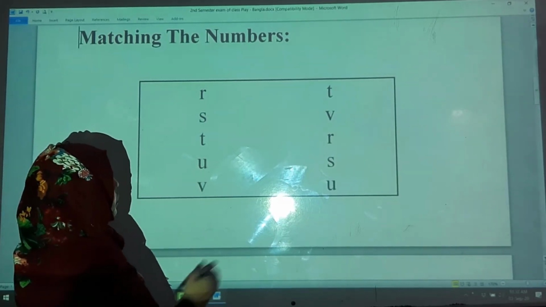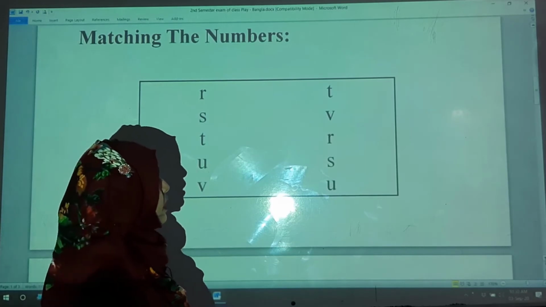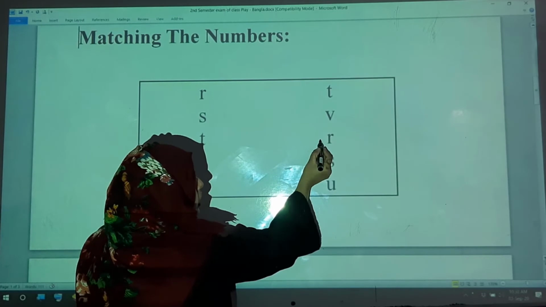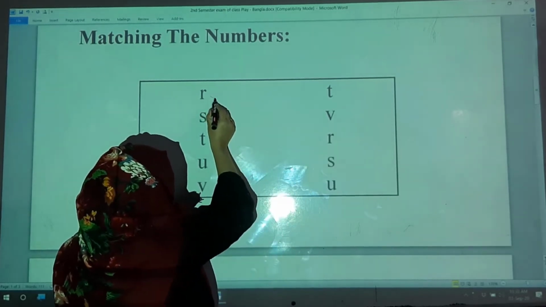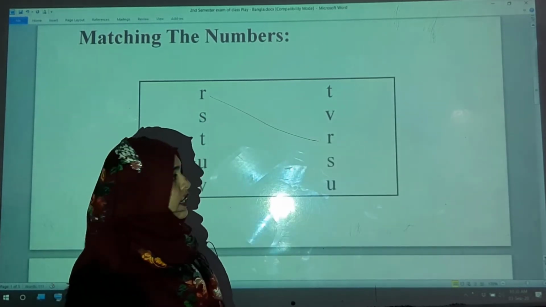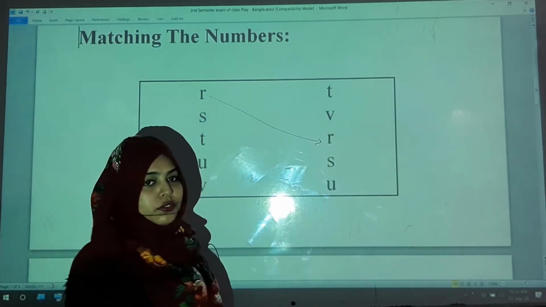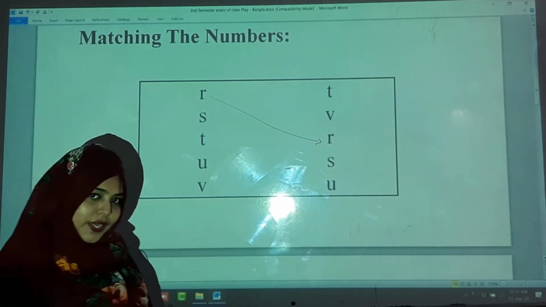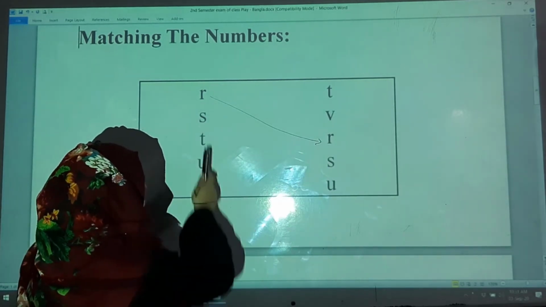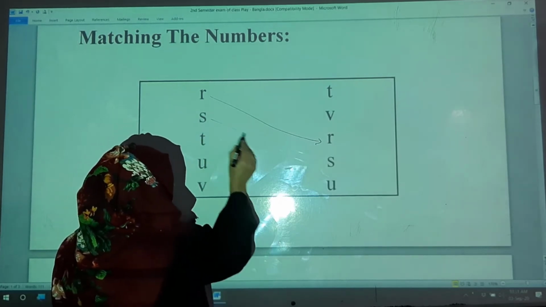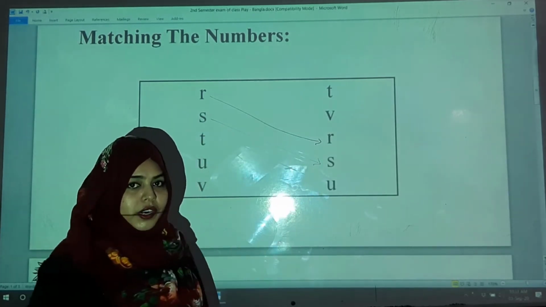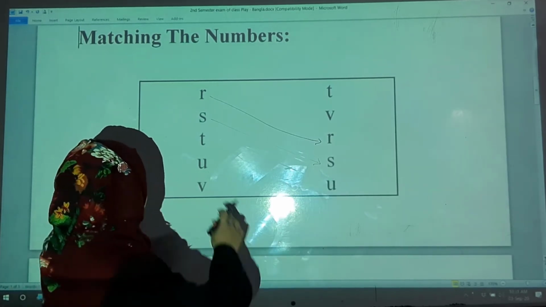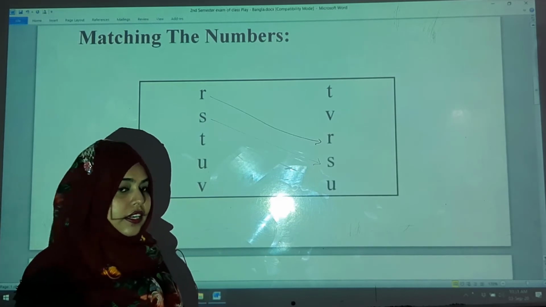Okay, let's go. Here is our R. We have to find out where our R is in the next column. Okay, we have got our R. We have to draw a straight line there, and with an arrow mark we have to show that our R is just right there. Okay. Next is S. Where is our S? Look at this. We have S just right here, and we show an arrow mark to say this is our S. Just like that, we have to complete the other letters.